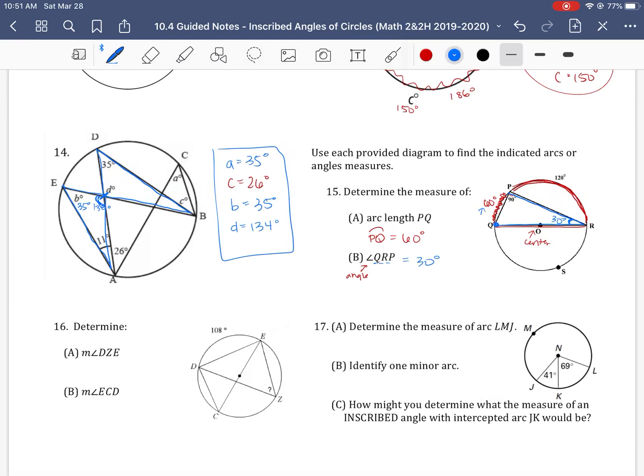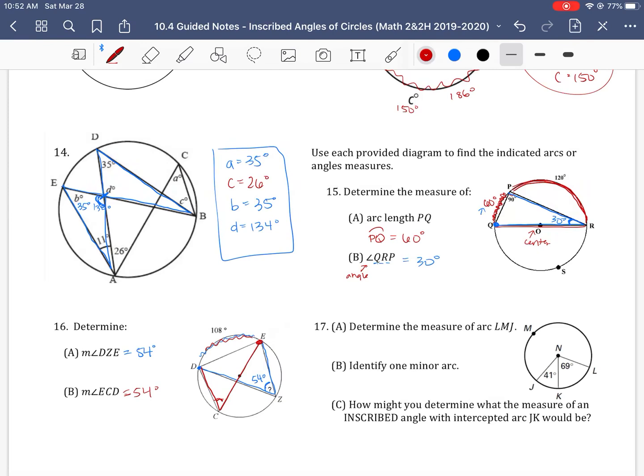Okay. Number 16, determine the measure of DZE. So DZE is D to Z to E. It's exactly where that question mark is. And again, using the same logic we just did, if it's creating this arc of 108, then we take 108 and we divide that in half, and this would be 54 degrees. Now notice that the next one it asks for is E to C to D. Those two are creating the same arc. So this is also 54 degrees.